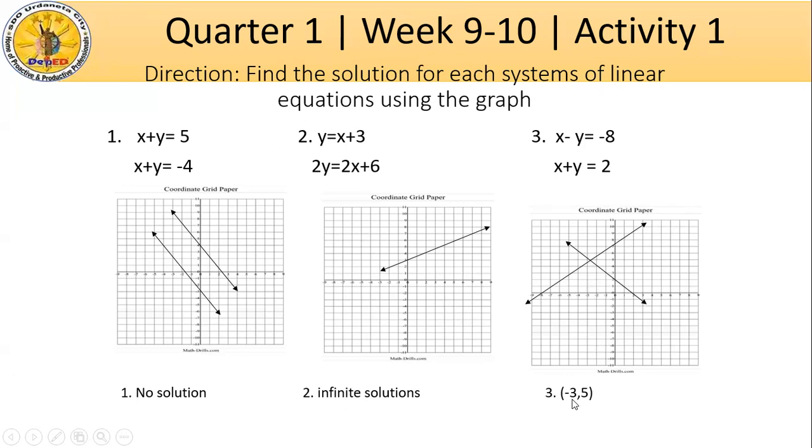So if we are going to check this, -3 minus 5 is -8. -3 plus 5 is +2. Okay, so this is just easy. If you're going to look at the graph, the point of intersection is the solution. If there is no point of intersection, no solution. But if there is only one line, there are infinite solutions.